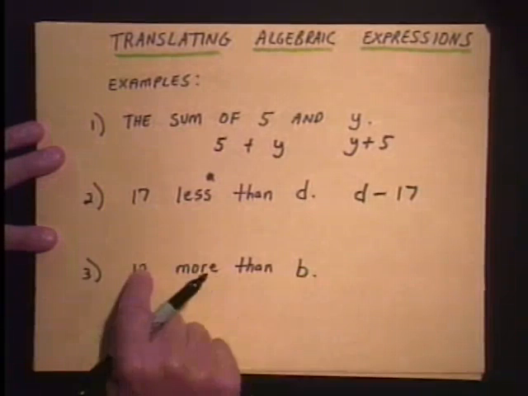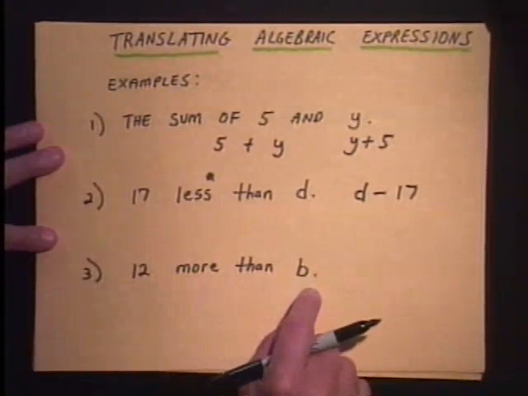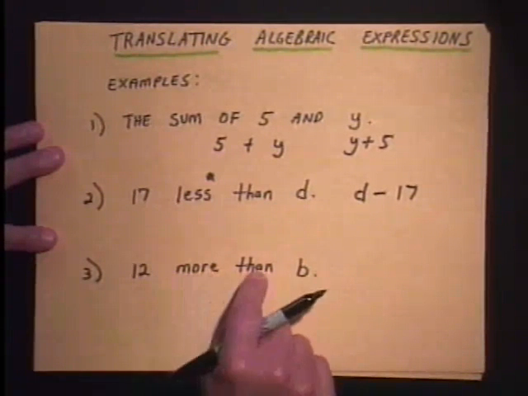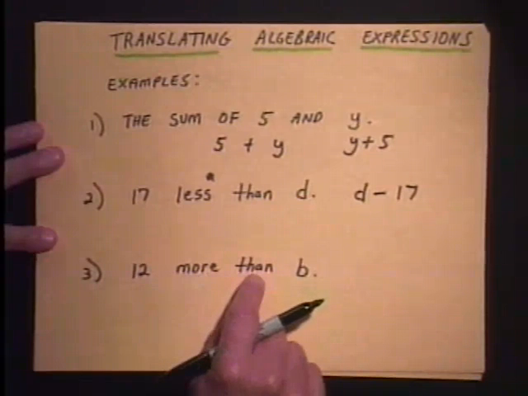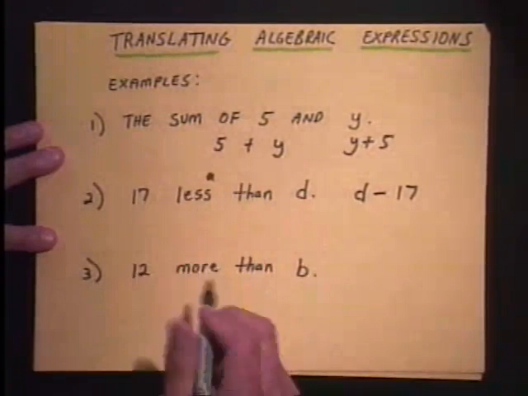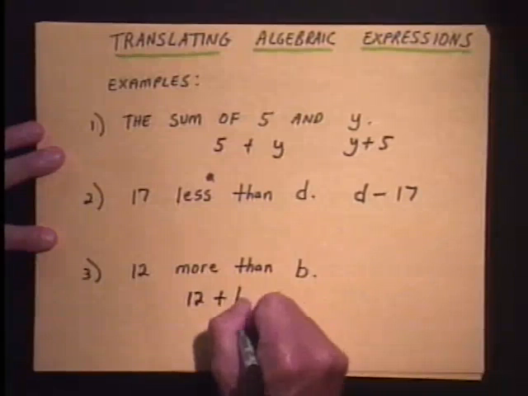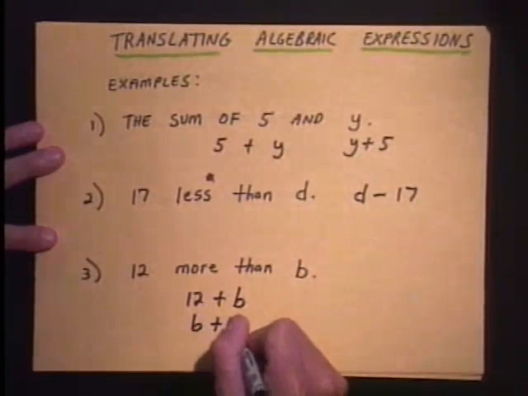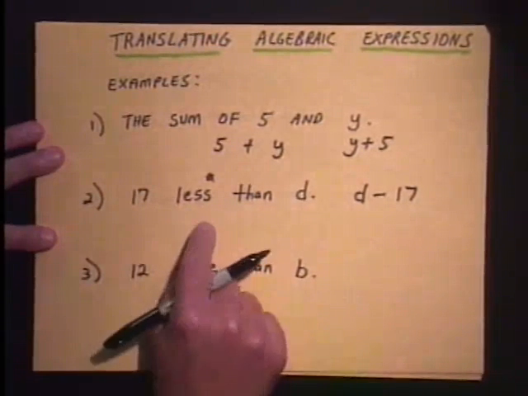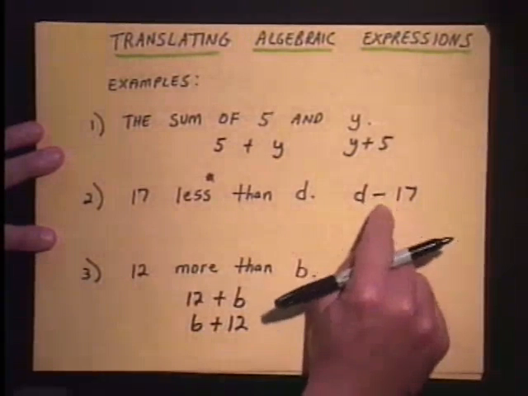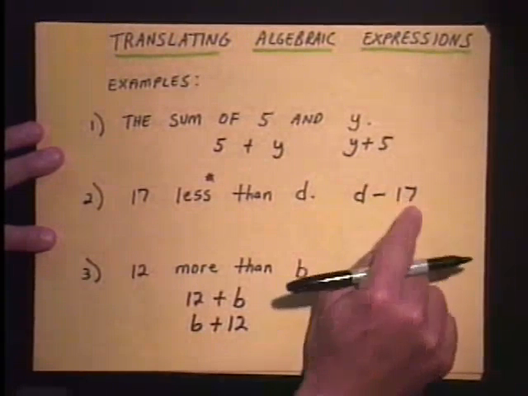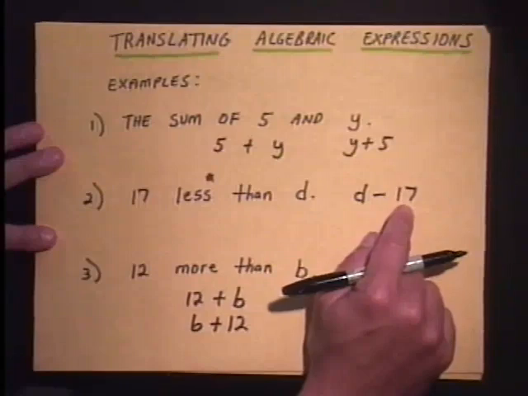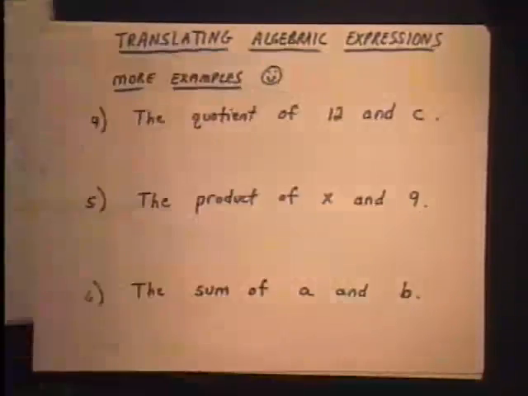12 more than b. What does that mean? Well, the word more than, if you were paying attention earlier on, means add as well. It's another word like sum here, so we'll say that is 12 plus b, or you could write that as b plus 12. Now notice up in example 2, you cannot write the difference of something in reverse order. That would not be the same number if you plugged in. All right, let's look at a few more here.